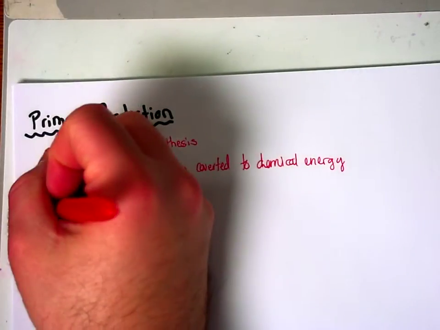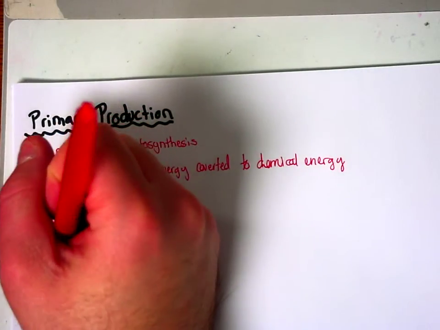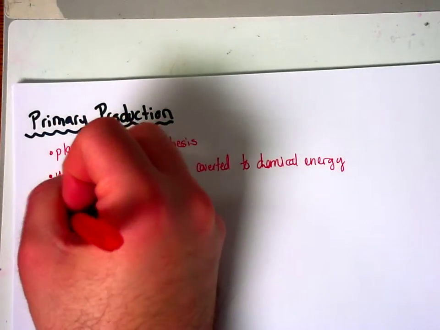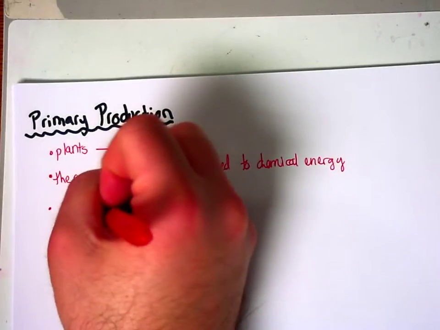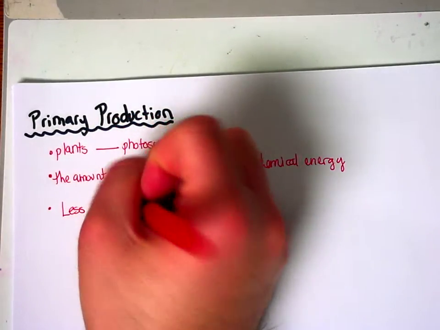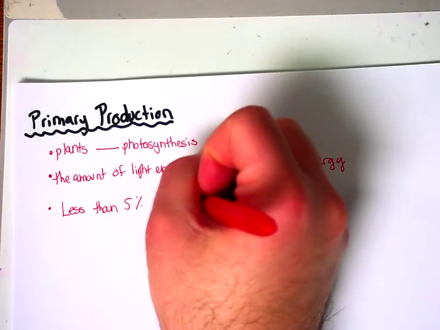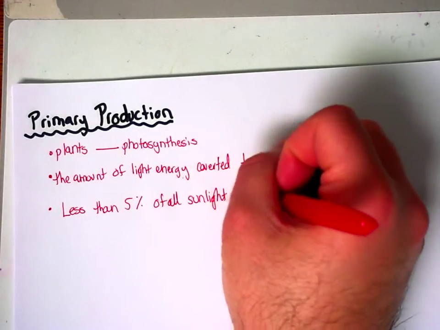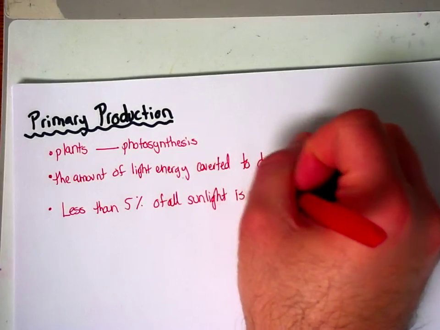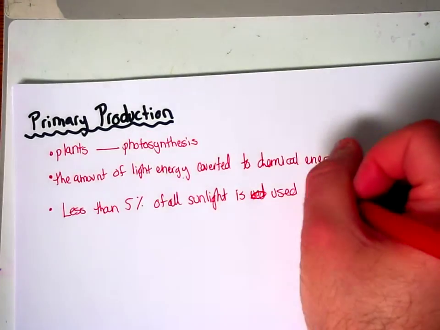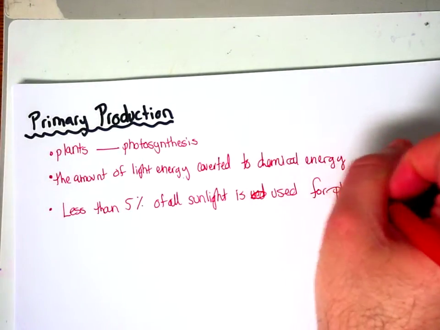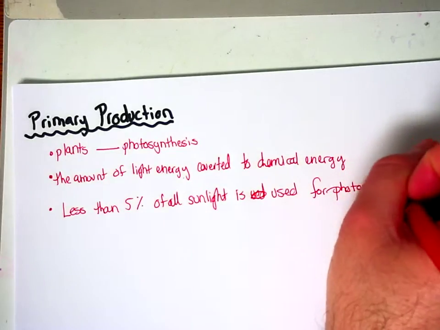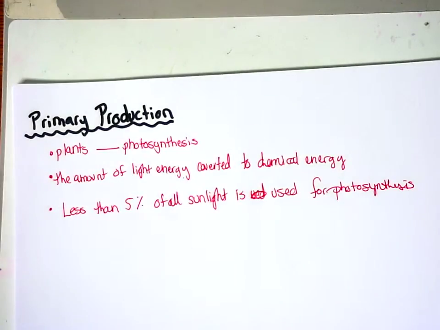The reality of it is that out of all sunlight that hits the planet, it's something like less than 5% of all sunlight hitting this planet that is used for photosynthesis. That means that we have a lot of light that's really not being used.